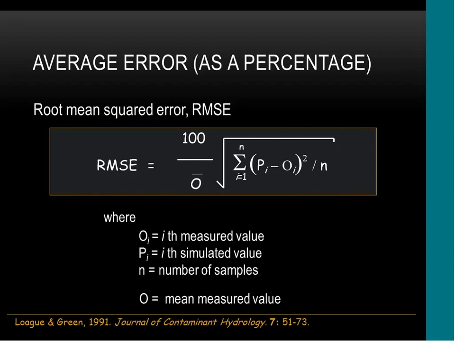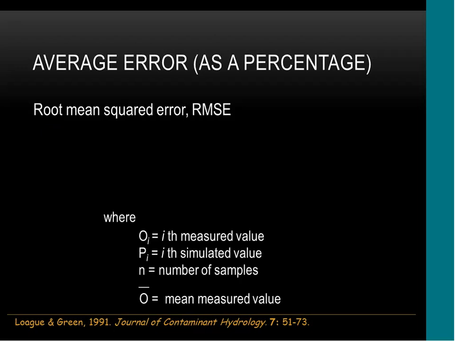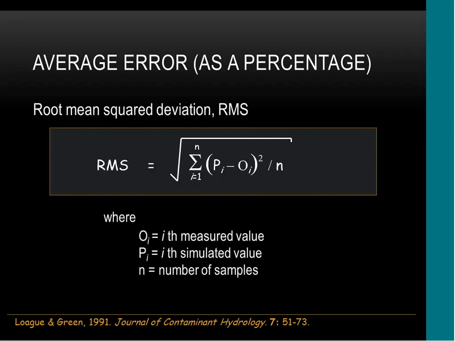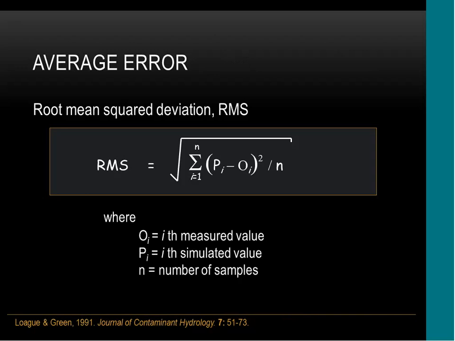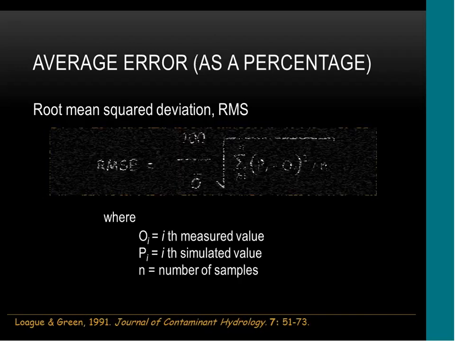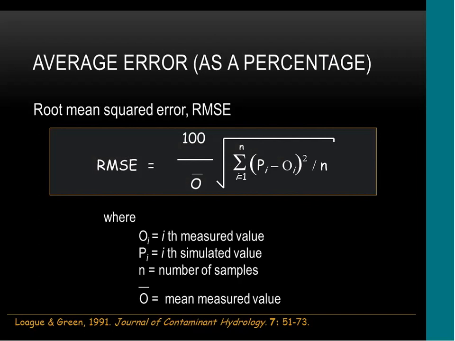A variation on this is just to convert this into a sort of percentage. So this is exactly the same equation. We'll go back to the previous one. This is the previous equation. Compare that to what we're doing here. We're then just looking at this deviation by putting the observed mean value, the mean measured value, over 100 to convert this into a percentage.